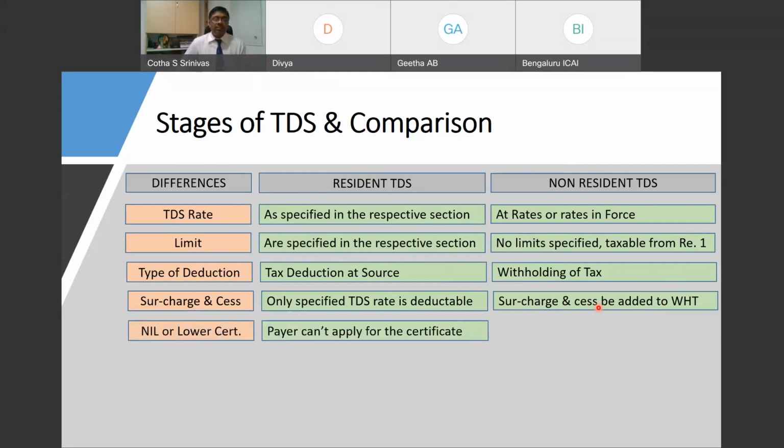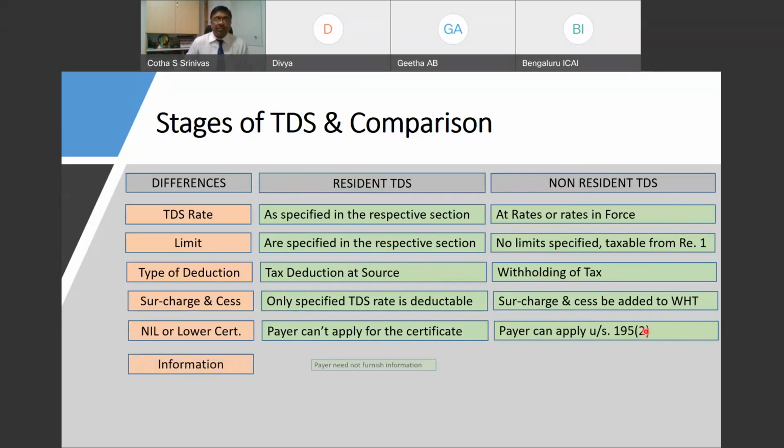Nil or lower certificate: payer can't apply for the certificate. Under resident TDS provisions, if a deductor is making payment to a deductee, only the deductee can apply for lower or nil deduction of TDS under section 197. So the payer can't apply under resident TDS, but when it comes to non-resident TDS, yes, the payer can also apply under section 195(2). So that is the difference between resident TDS and non-resident TDS.